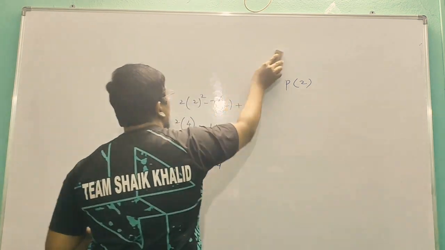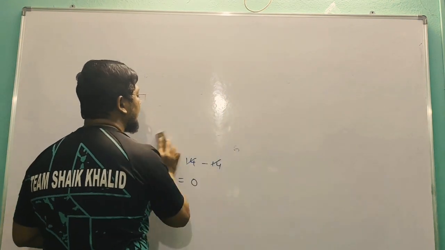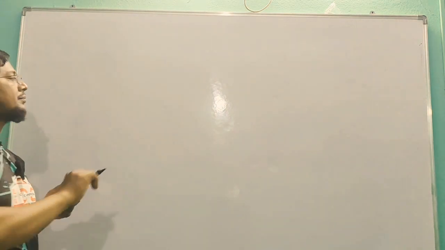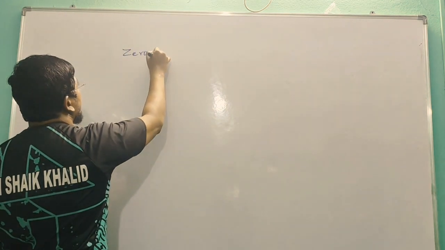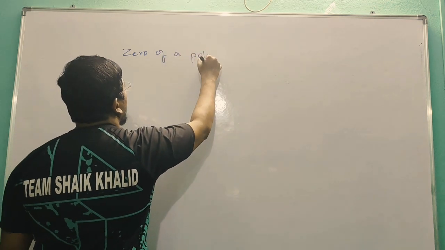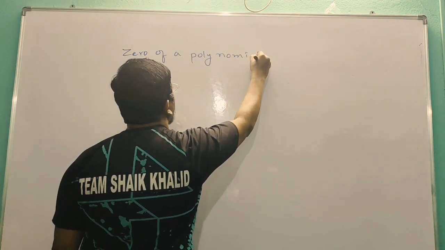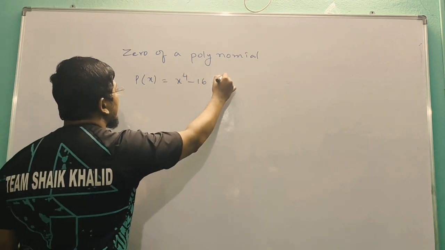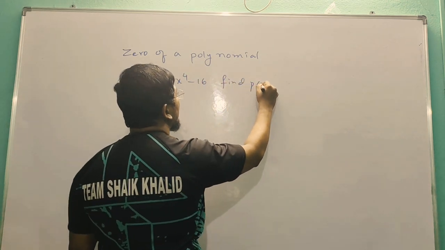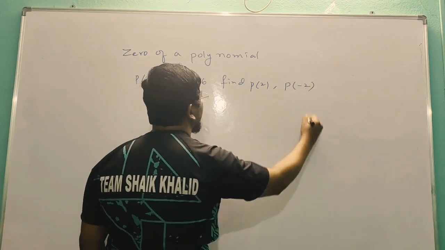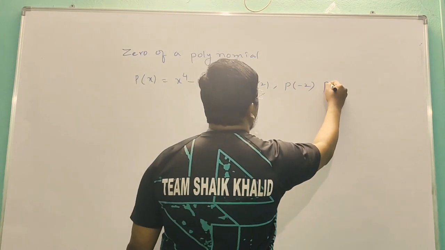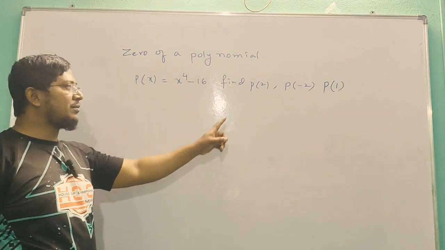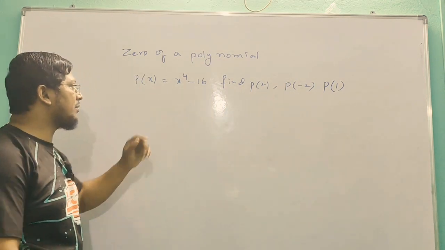Zero of a polynomial. Suppose, for example, we have p of x is equal to x power 4 minus 16. Find p of 2, p of minus 2 and p of 1. Okay, so first value we have to find p of 2. How do we find p of 2?